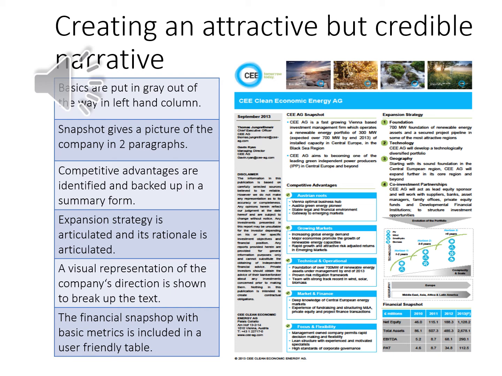Then the company's direction is shown, in this case in a visual way, showing the expansion of the company and how the company will change. And the basic metrics are attached in a very user-friendly table, with not an excessive amount of metrics. This allows people to easily go through the table and get a sense of the company very quickly.